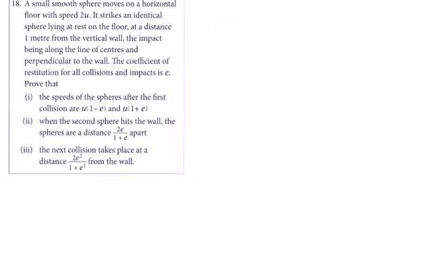Question 18, we have a small smooth sphere moving on a horizontal floor with speed 2u. It strikes an identical sphere lying at rest. So let's call these masses m, m and m, speeds 2u and 0 before, and p and q after.